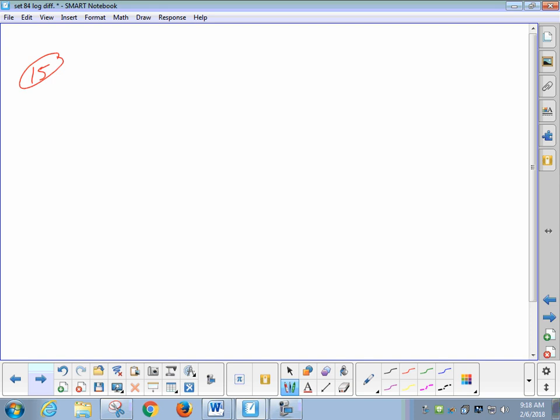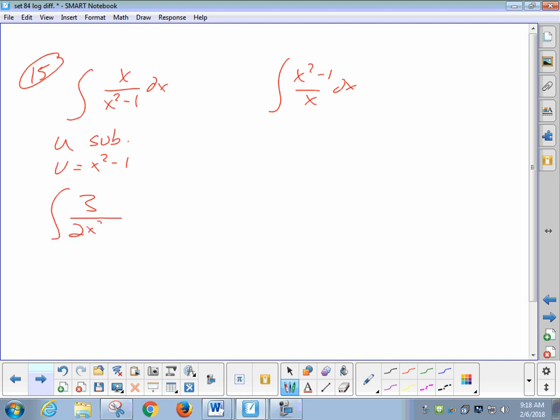15. So this is so different from this. If I had a sum in the numerator, I'd split it. But if it's a sum in the denominator, you can't split it. So this would be u sub. Let u equal x squared minus 1. Oh, no wonder you're not confused. It's 3 over 2x squared plus 7. Got it. Thank you. Okay.